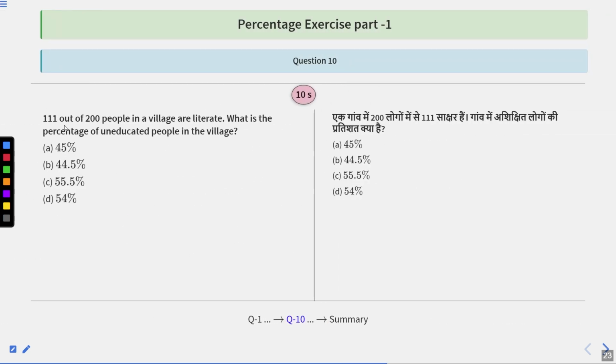Next, 111 out of 200 people in a village are literate. What is the percentage of uneducated people in the village? 45%, 44.5%, 55.5%, or 54%. These are the options.